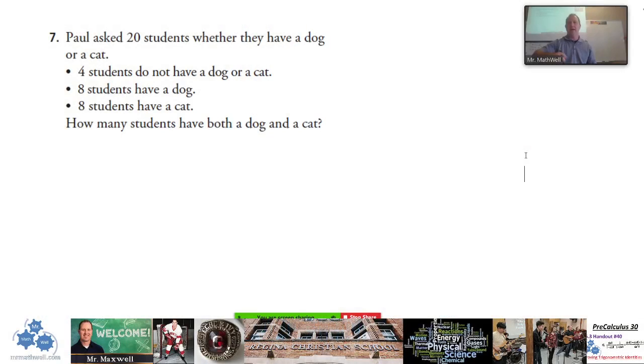All right, another Venn diagram question. I'm also going to use the principle of inclusion and exclusion. You guys might remember that formula. Not going to do a Venn diagram for this one. I'm going to show you how to use that principle of inclusion and exclusion formula.